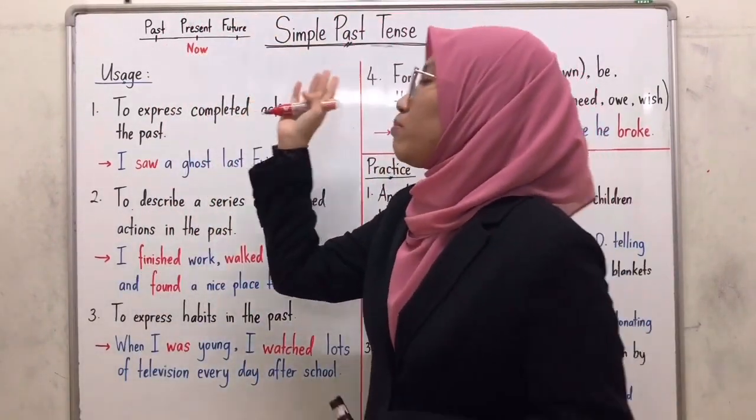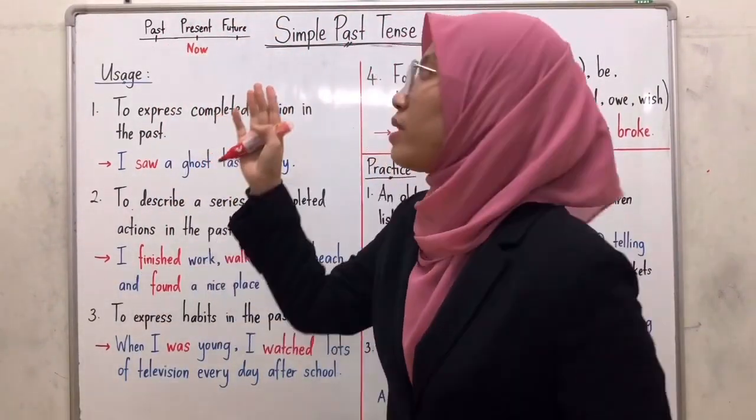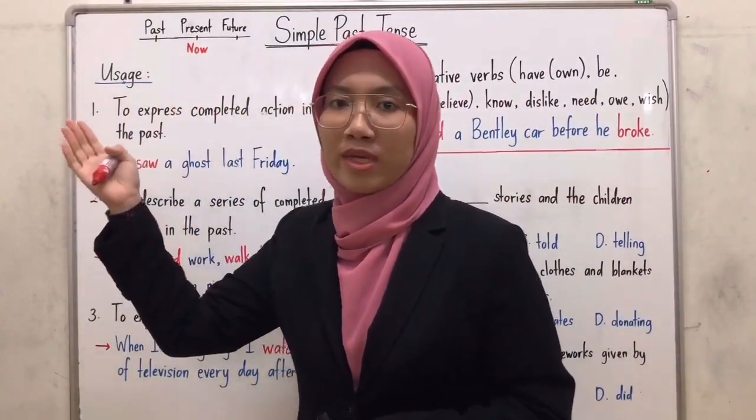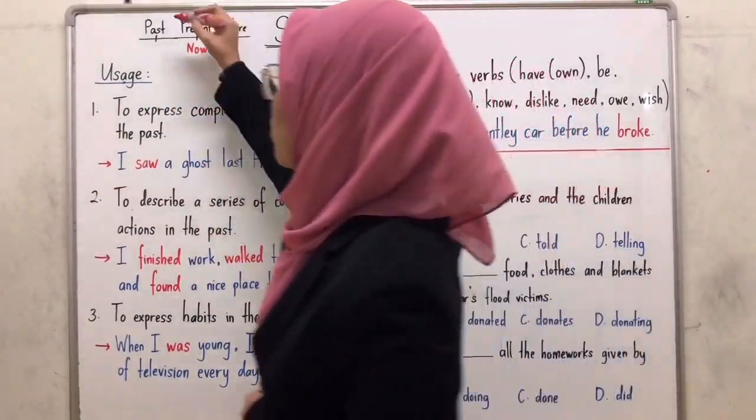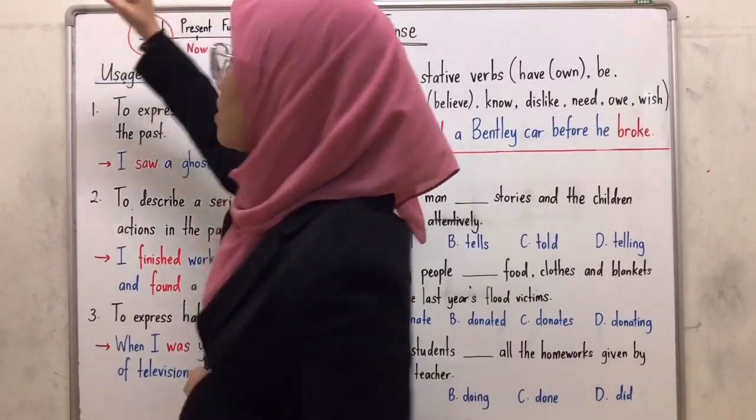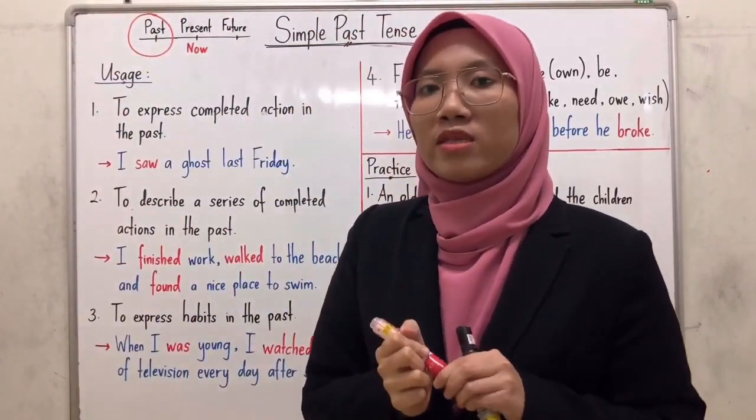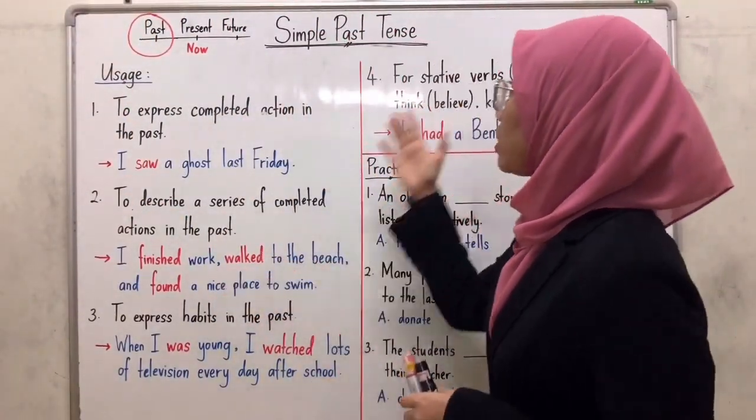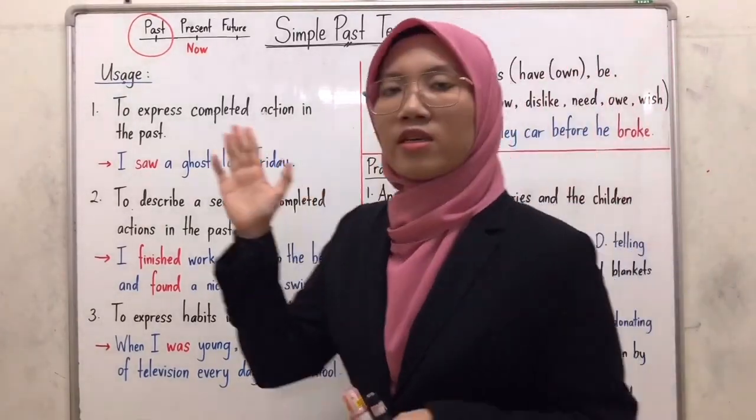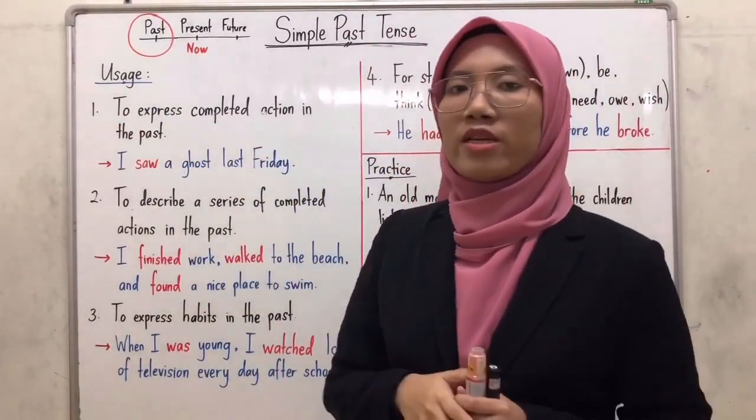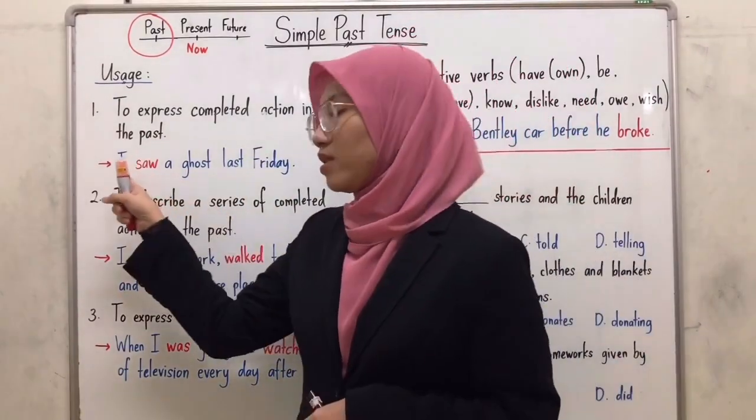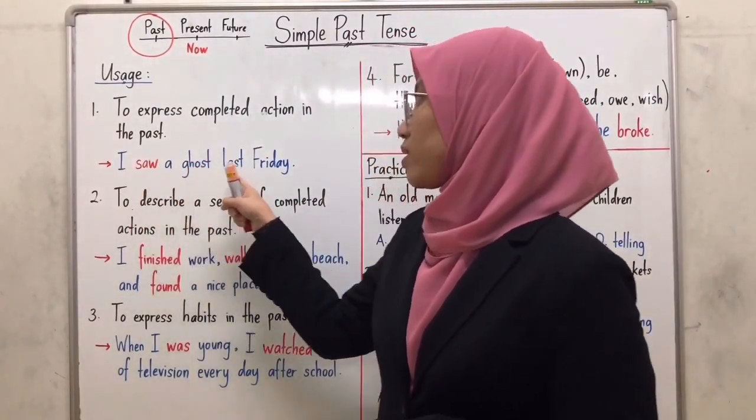But simple past tense actually shows that the actions had already taken place in the past. So we need to change all the present tense forms to past tense forms. There are four main usages of simple past tense. First, to express a completed action in the past. For example, I saw a ghost last Friday.